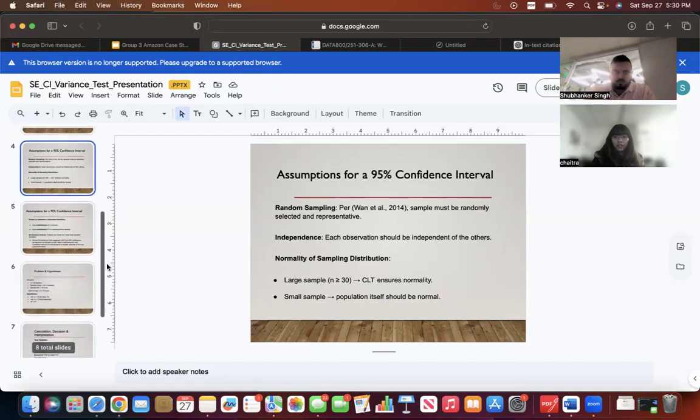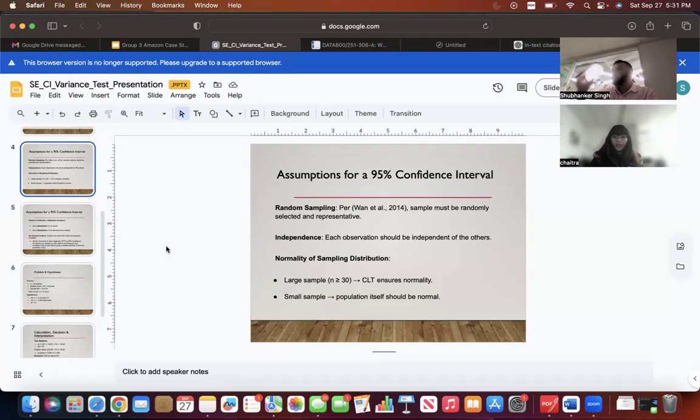So here we are talking about random sampling, independence, and normality of the sampling distribution. When constructing a 95% confidence interval, certain assumptions must be met. First, the sample must be randomly selected and representative of the population. Second, observations need to be independent of one another. And third, due to the central limit theorem, with a large sample size like 345, the sampling distribution can be assumed to be approximately normal.